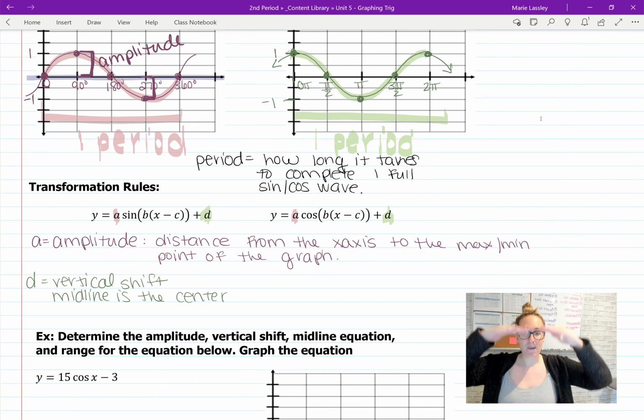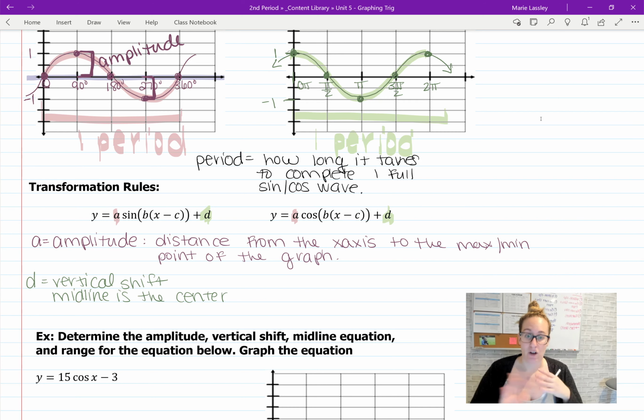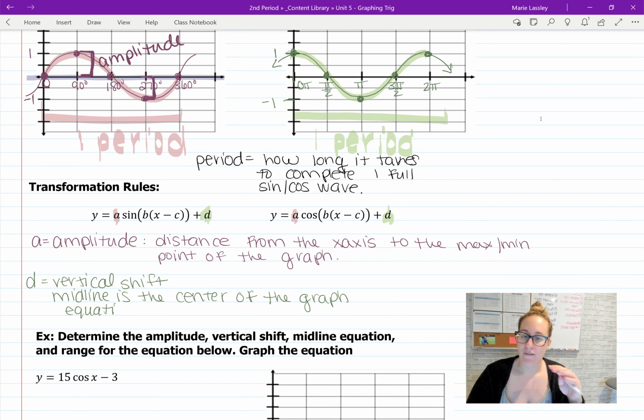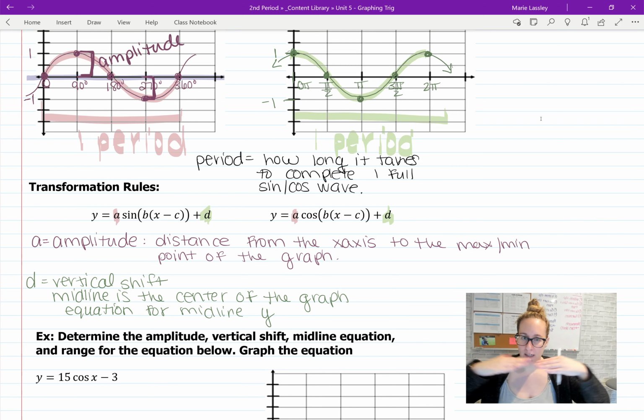All right, so we're going to shift that up and down depending on whatever d is. If it's +1, the whole graph moves up 1, which changes where that center line is. So we call this center line the midline. And the equation for the midline is y equals the d value. Whatever your d value is, y equals that is the horizontal line that we call the midline. So midline is y equals d.